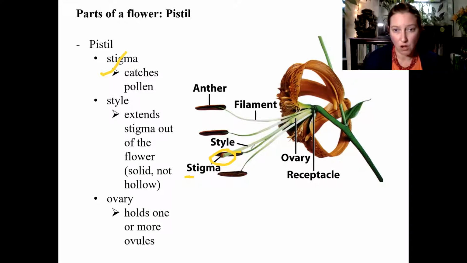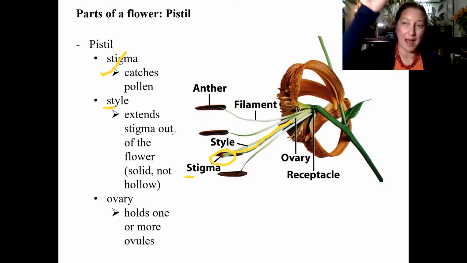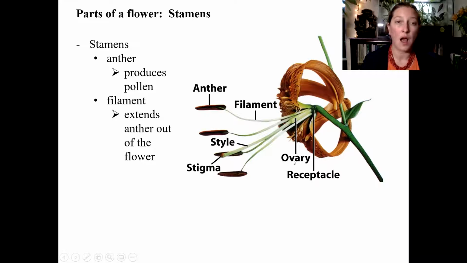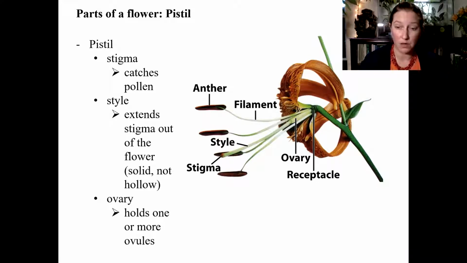Next, you have this long thing that holds the stigma. And that long thing is called a style. And its job is to hold the stigma out of the flower so that the stigma can receive pollen. And lastly, the ovary, which is at the base of the pistil. And the ovary holds one or more ovules. So those are the parts of the pistil, which is the female reproductive part.